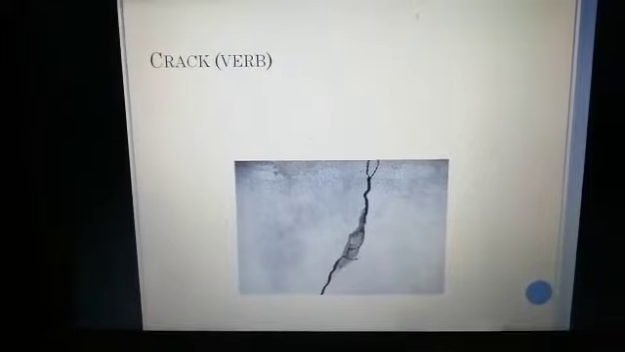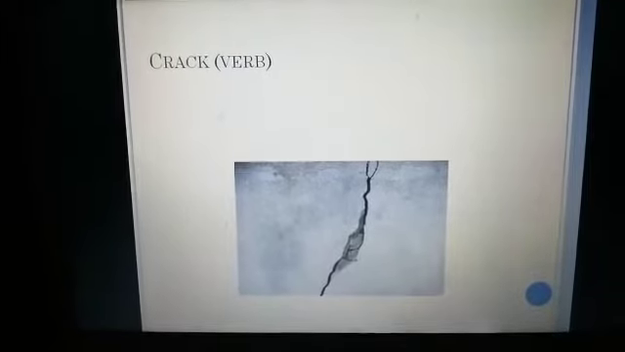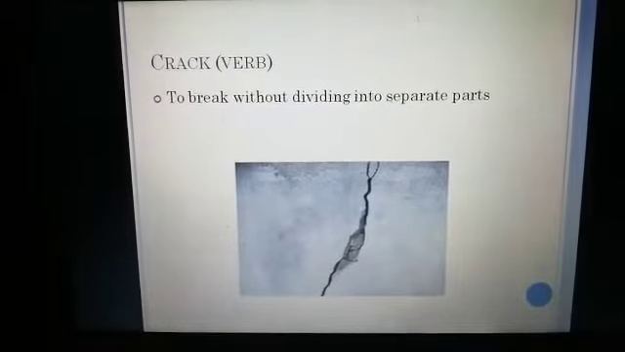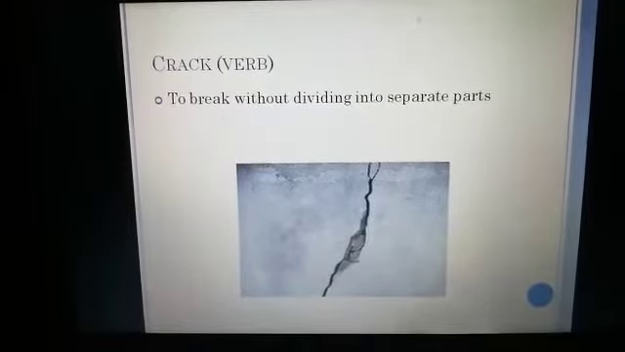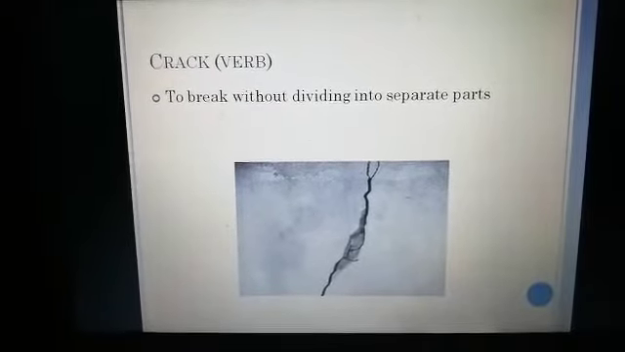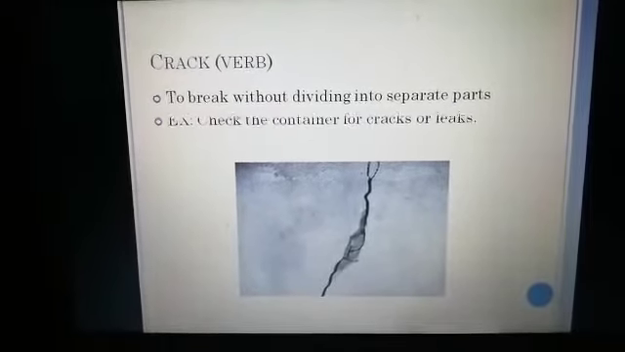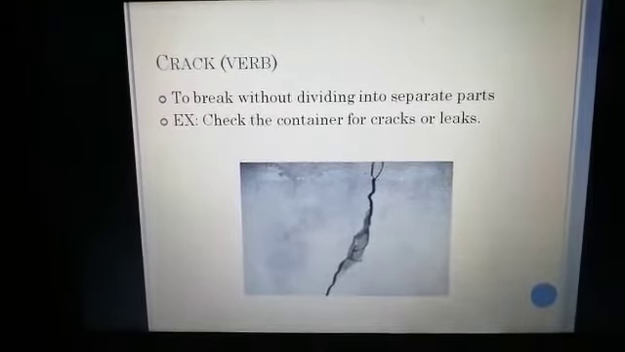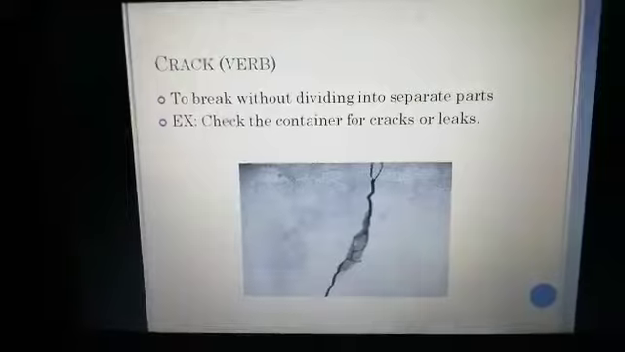Okay. The word crack is a verb and it means to break without dividing into separate parts. For example, check the container for cracks or leaks.